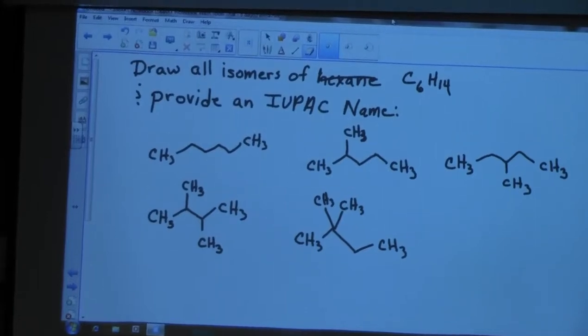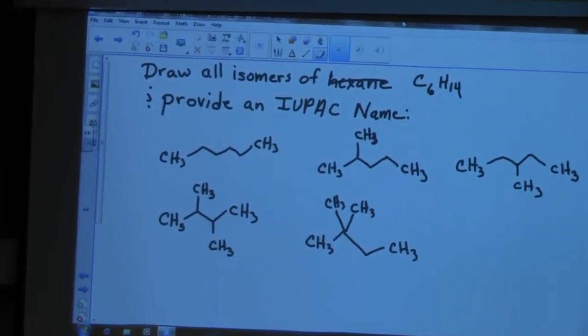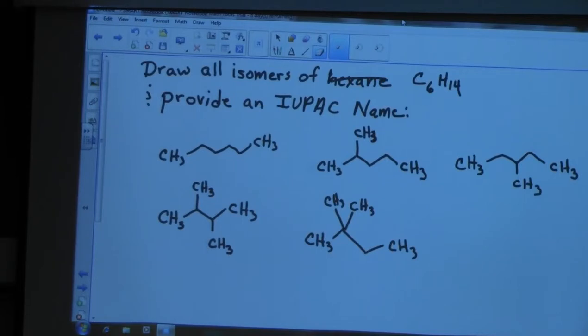All right, so did everybody come up with 5? Anybody come up with more than 5? Okay. If you did come up with more than 5, that's probably because you found ones that are actually the same as one of the ones that's up here. It just maybe looked a little bit different. Okay, the first one is the straight chain one.